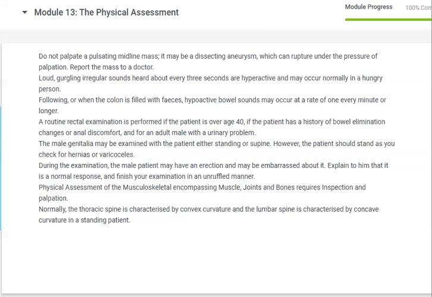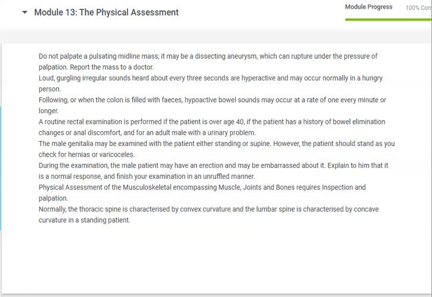The male genitalia may be examined with the patient either standing or supine. However, the patient should stand as you check for hernias or varicoceles. During the examination, the male patient may have an erection and may be embarrassed about it. Explain to him that it is a normal response, and finish your examination in an unruffled manner.